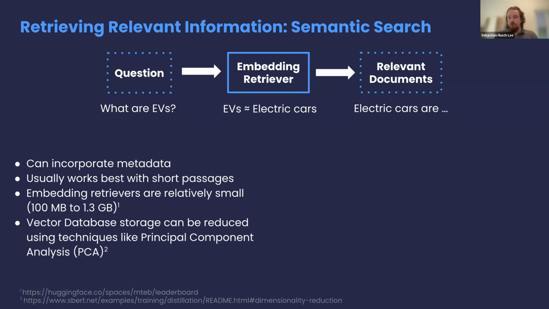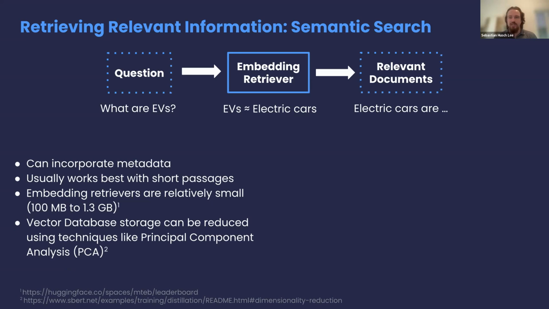These can also incorporate metadata. There are strategies for that. These only work with short passages for the most part, not always. There are some models out there that work with longer passages, but typically you have to limit yourself to about 300 to 400 words to get meaningful semantics. And these models tend to be quite small compared to LLMs like ChatGPT, so they're relatively quick to run, which is nice.